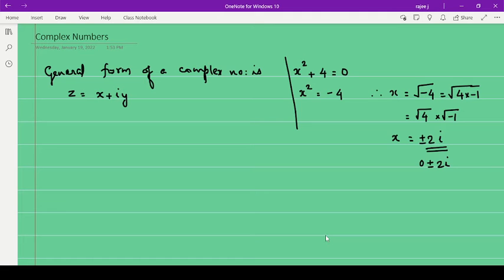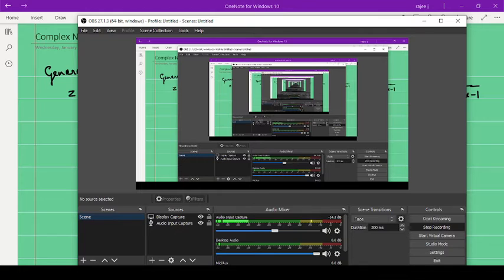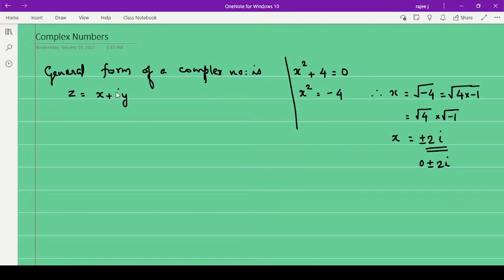z is equal to x plus iy, and here we have three forms or three methods to write the complex number. The first one we call the Cartesian form, that is this one, xy axis. Cartesian form means where there are x and y. So Cartesian form is z equal to x plus iy, or z equal to a plus ib, means one real part and one imaginary part.